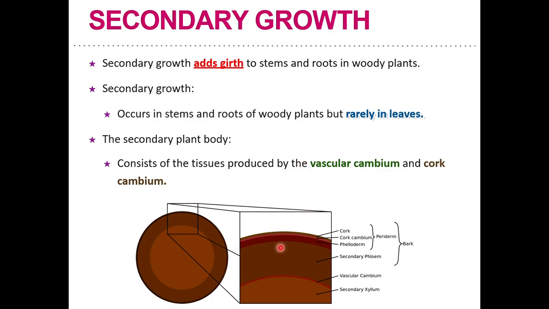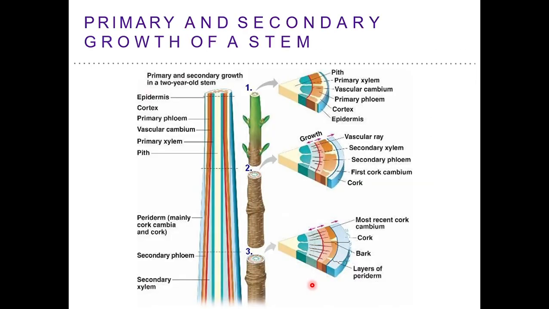Okay, you can see in the figure, the outer layer is the cork, followed by cork cambium, and then the phloem. This makes up the periderm. And then the secondary phloem, vascular cambium, as well as the secondary xylem. So the primary and secondary growth of a stem.